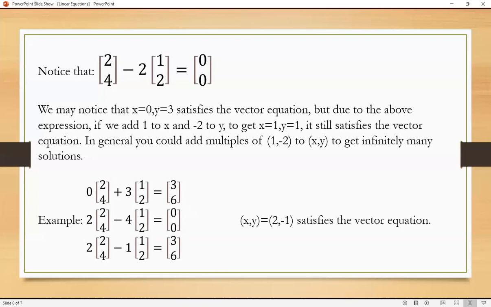So this was understanding the singular case and how the geometry is affected. So this was the vector picture of linear equations.